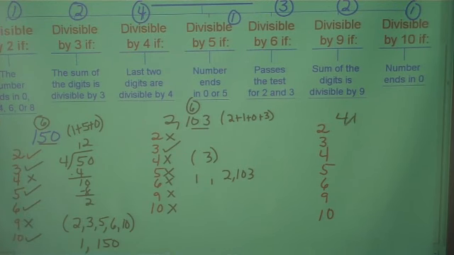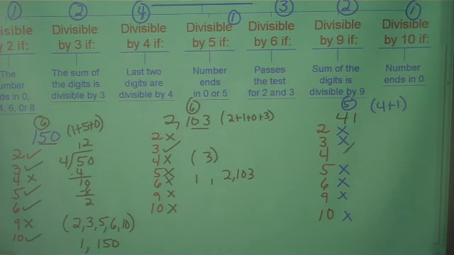It does not end in 0, 2, 4, 6, or 8. It does not end in 0 or 5. So therefore it fails the test for 2, 5, and 10. The sum of the digits is 4 plus 1, which is 5. 3 cannot go into 5, and neither can 9, so it fails the test for 3 and 9. Since it failed 2 and 3, it also fails 6.